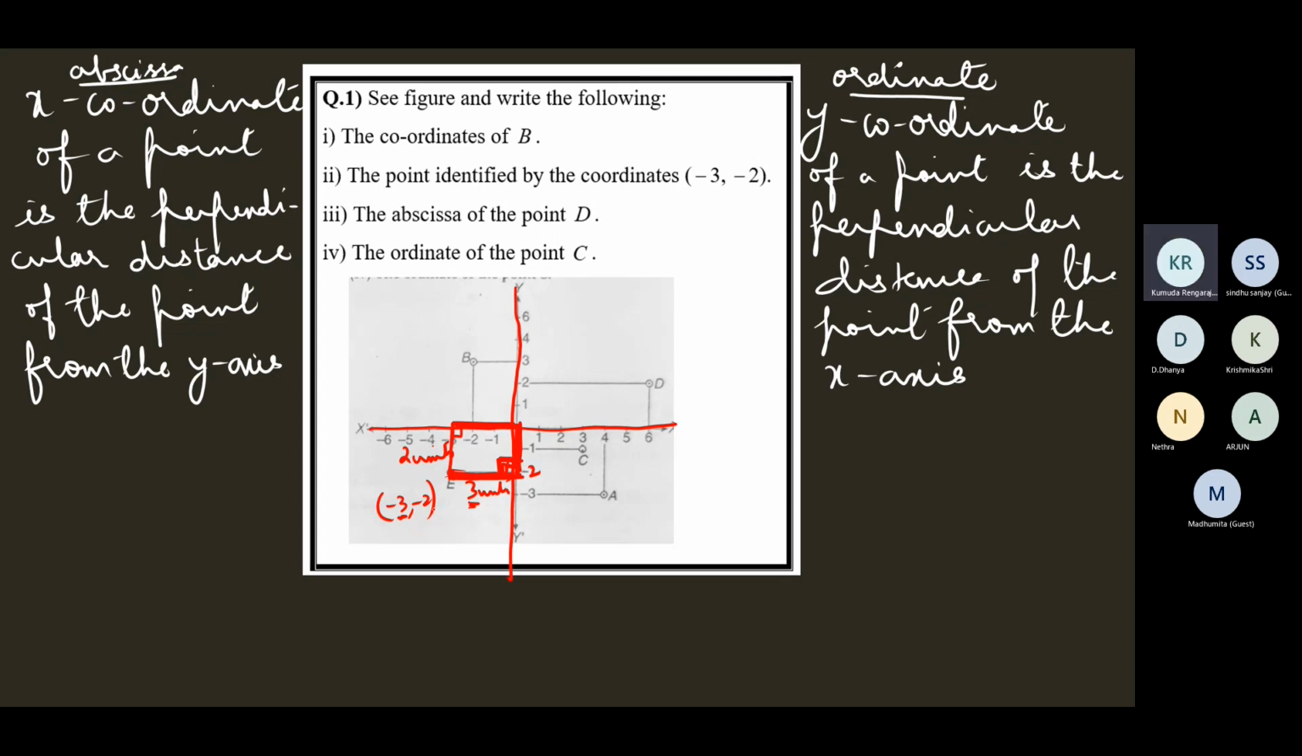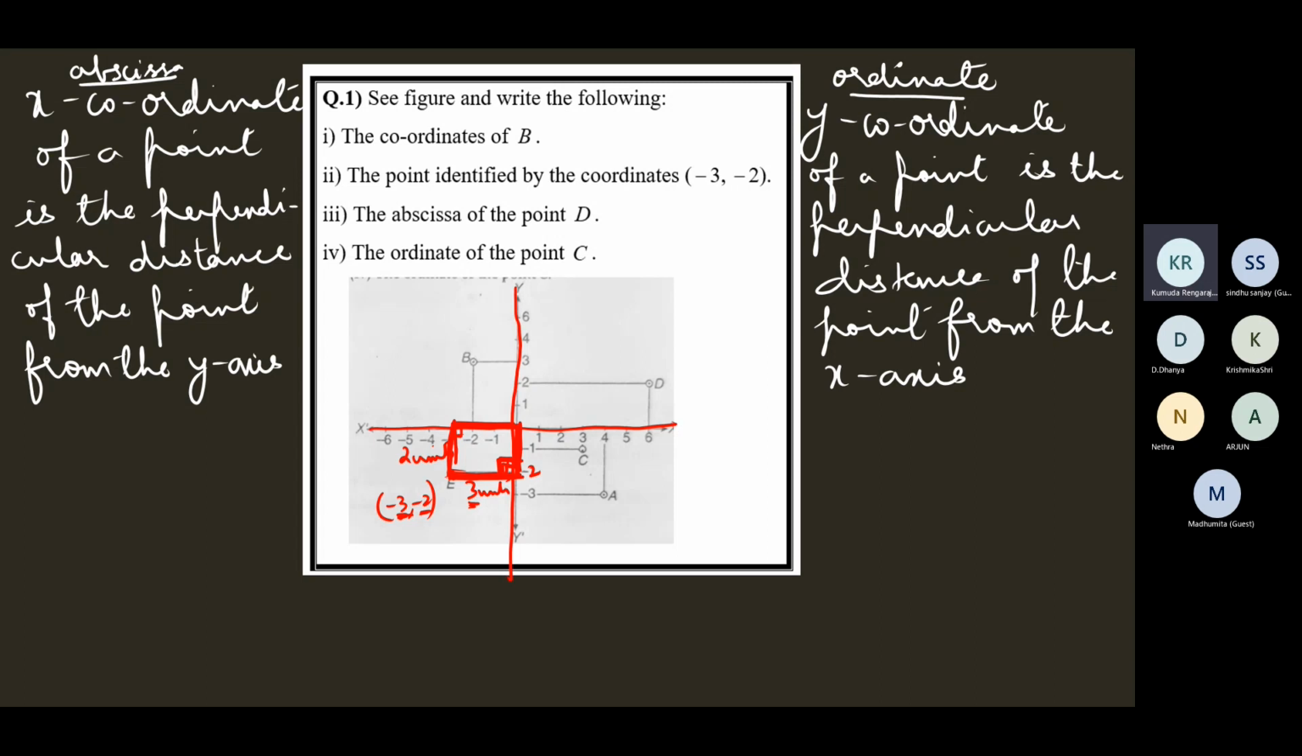It's -3, but the distance is positive. What is 3 units? It's the perpendicular distance of the point from the y-axis. That is the x-coordinate. And what is this 2 here? It's the perpendicular distance of the point from the x-axis, which is the y-coordinate. That is the definition of the abscissa and ordinate.